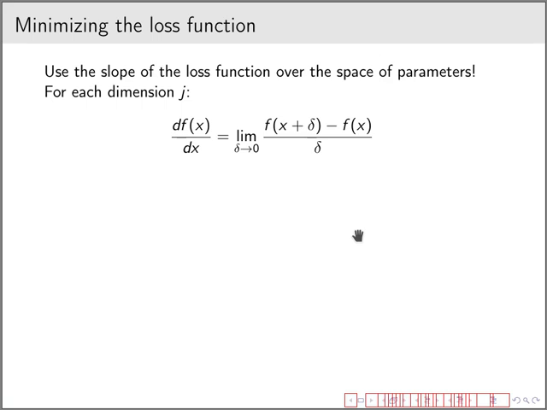So for each dimension, what I'm going to compute is the derivative. This is the definition of the derivative: the limit when we take a very small delta value and change x, and then compare it with not changing. Let's say we have a function f of x, and we compare that with f of x plus some delta. This gives us the rate of change.